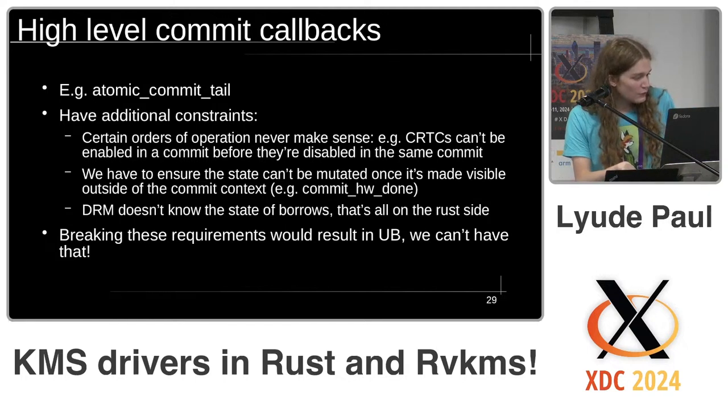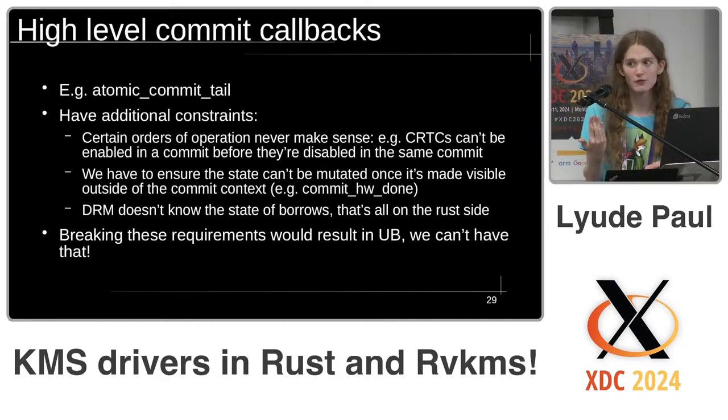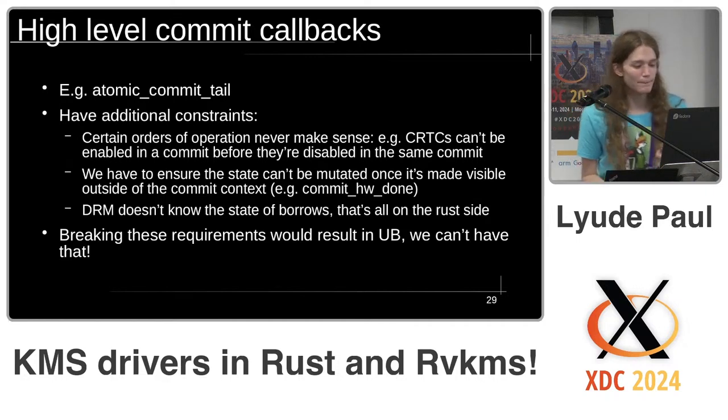And we have to ensure that the state can't be mutated once it's made visible outside of the commit context. This is the point where a driver calls commit hardware done. And this is on us because DRM doesn't really know the state of borrows. It can't tell if we have a mutable borrow of a state taken out once we call atomic commit or commit hardware done. So we have to handle all this on the Rust side. And breaking any of these requirements would result in undefined behavior, which we don't really want.